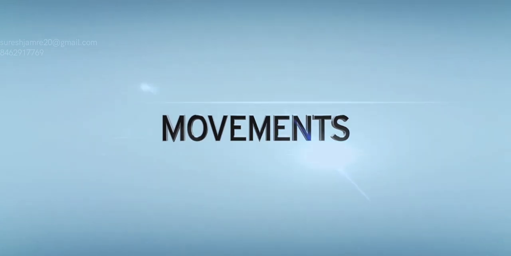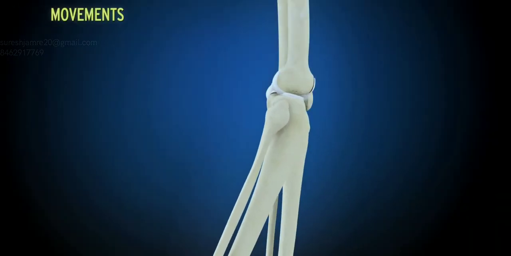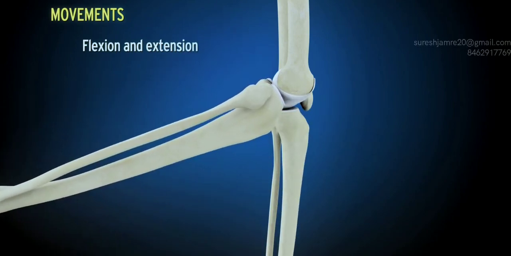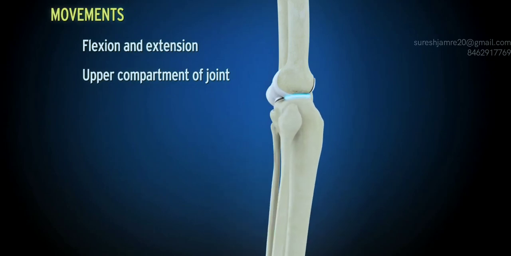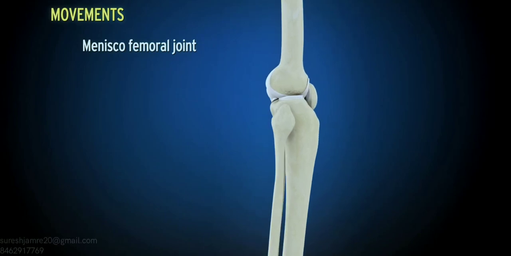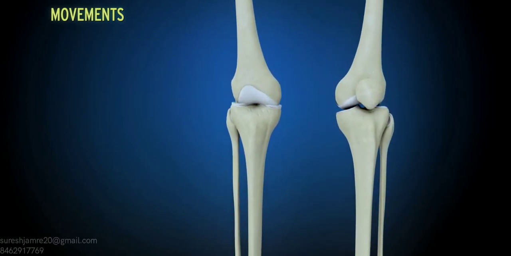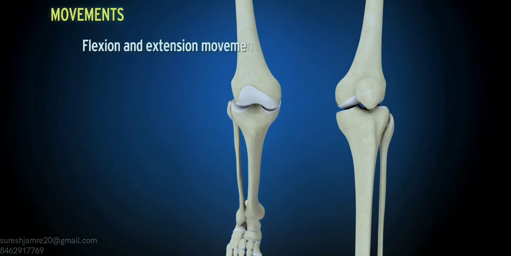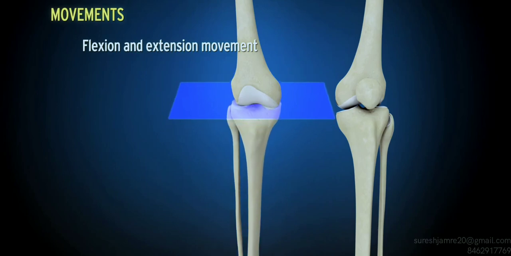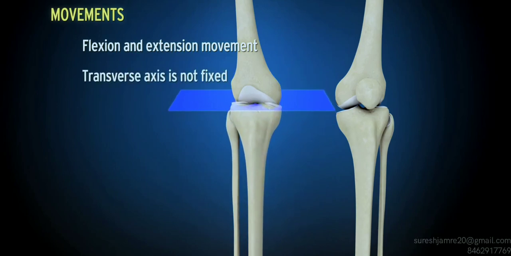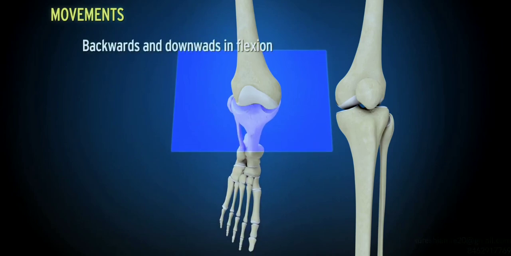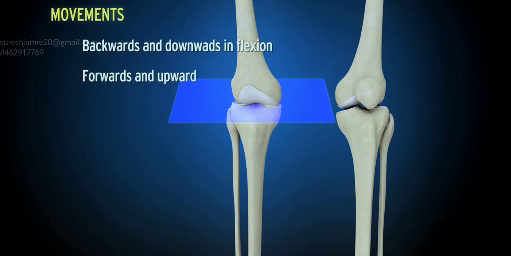Movements. Flexion and extension. These movements take place in the upper compartment of joint, that is, the meniscofemoral joint. The flexion and extension movement takes place around a transverse axis. But this transverse axis is not fixed. The axis moves backwards and downwards in flexion, forwards and upwards in extension.